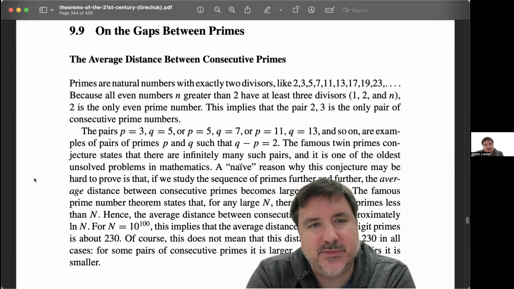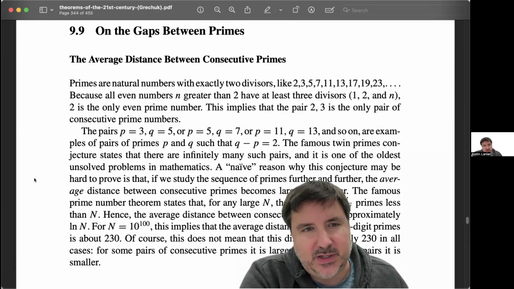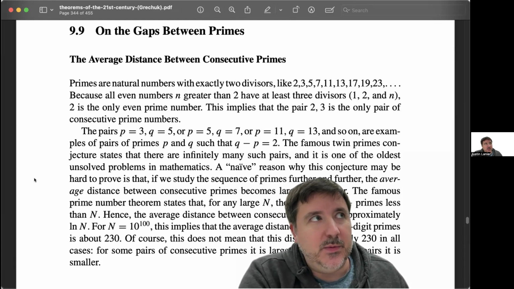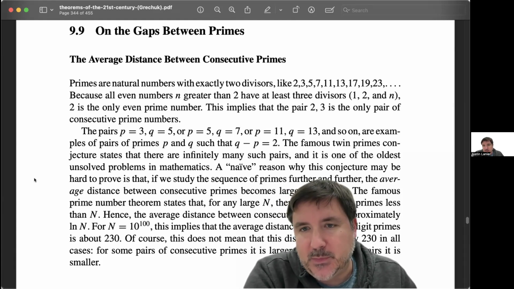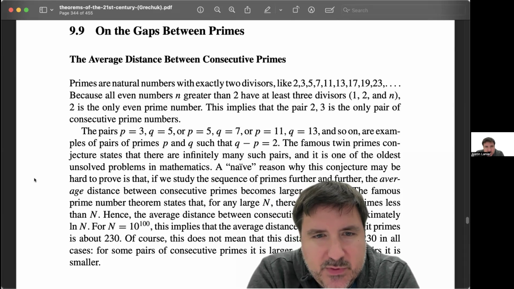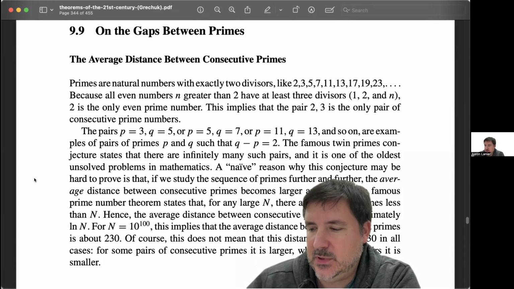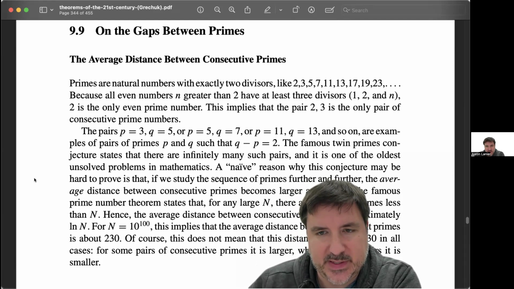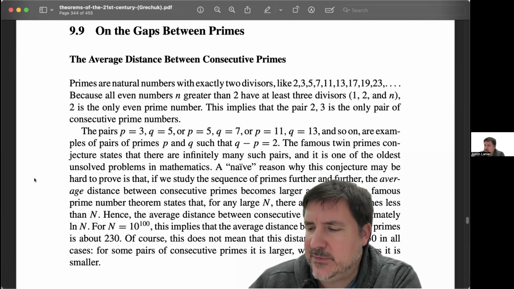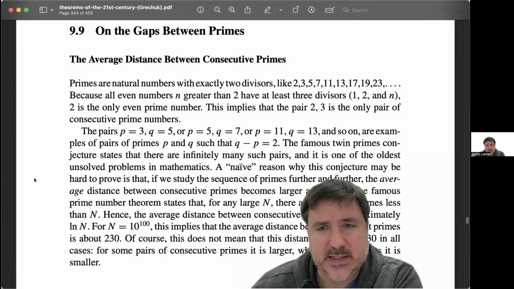Right. Okay, right. Because if they weren't getting further apart on average, then maybe it would be obvious that lots of them bunch up. So the famous prime number theorem states that for any n, there are about, here we go with the logarithms, n over natural log of n primes less than n. Okay, so I could graph that. Maybe I'll take a moment and open up a graphing calculator and see what that function looks like. Because instead of n over log n, I could do x over log x and see what that looks like.